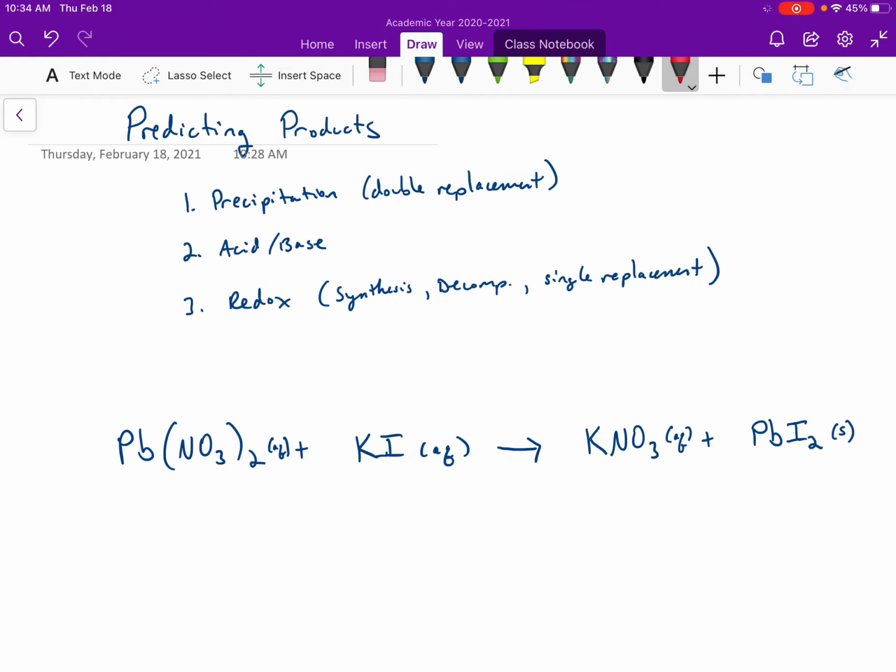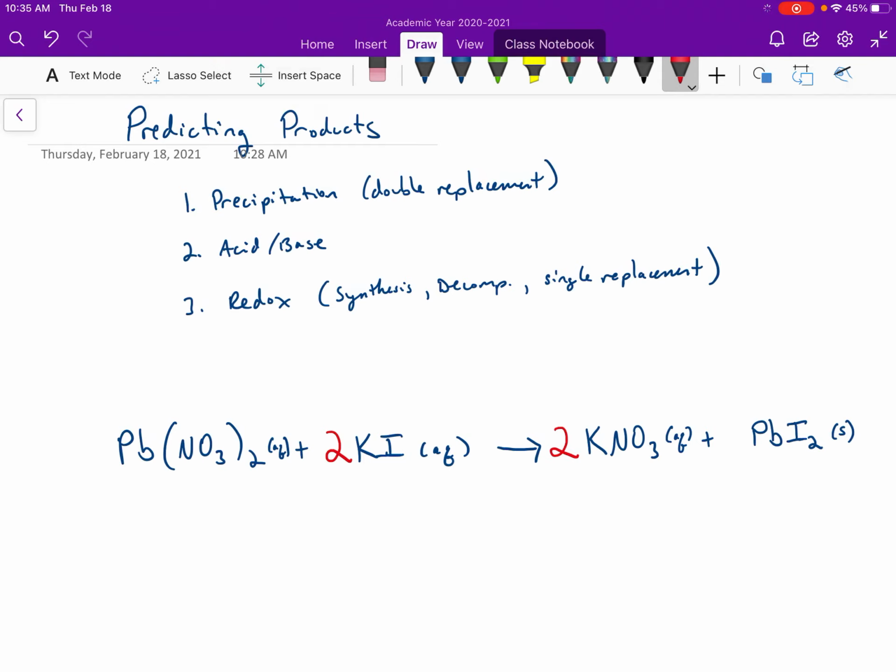And what's the last thing we do? Well, now we can balance based on what we have here. So we have these 2 nitrates over here. I need to make 2 of them over here. And then I have 2K and I have 2I, so I'm going to do that. And that should give me my answer.